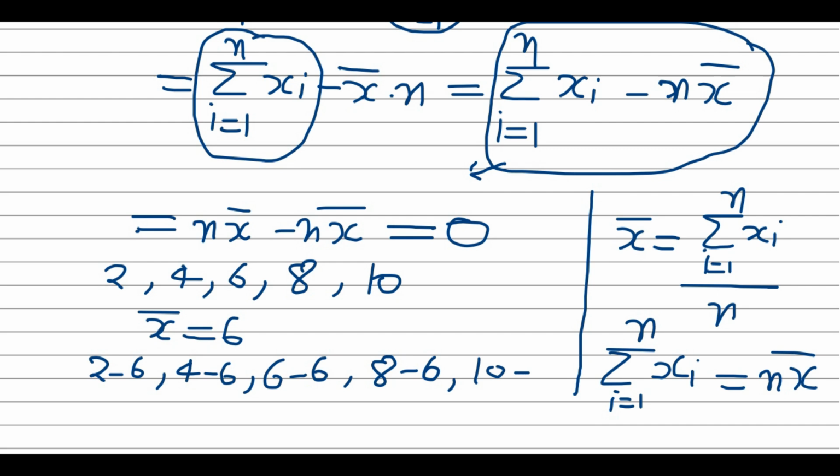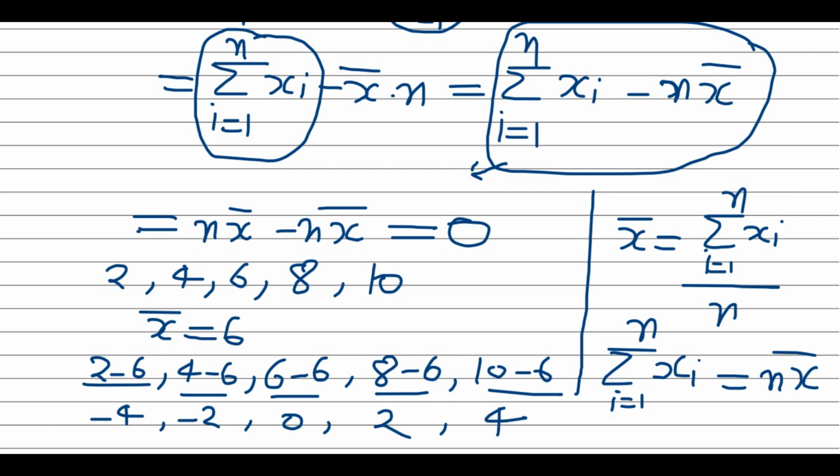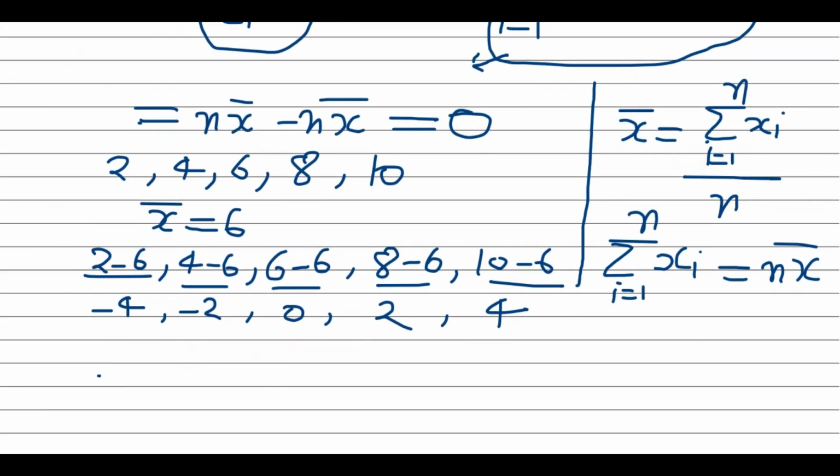If you subtract, that would be minus 4, minus 2, 0, 2 and 4. So the sum would be equal to minus 4 minus 2 plus 0 plus 2 plus 4, and if you observe that, that is equal to 0.